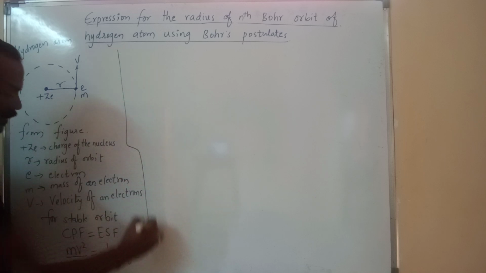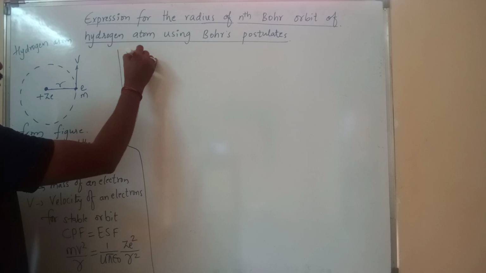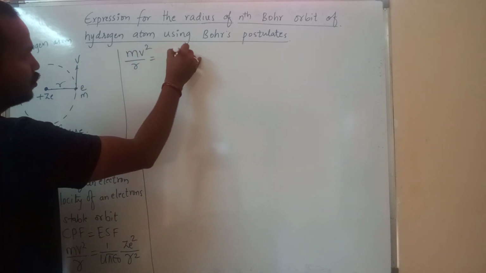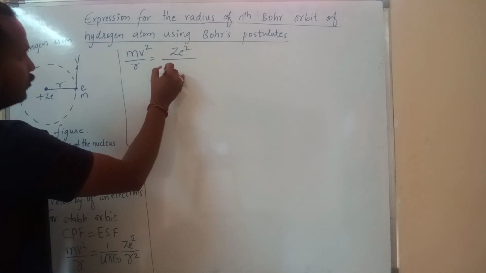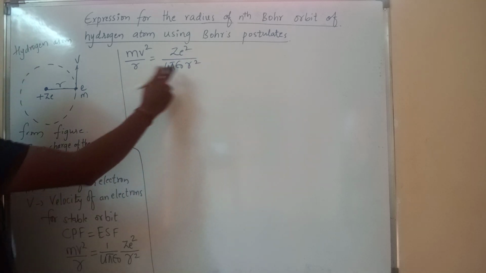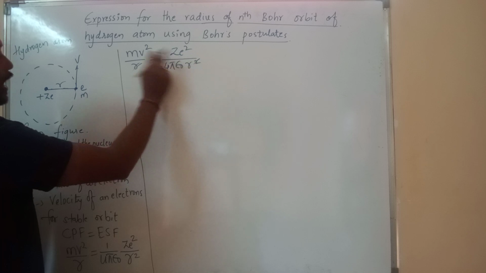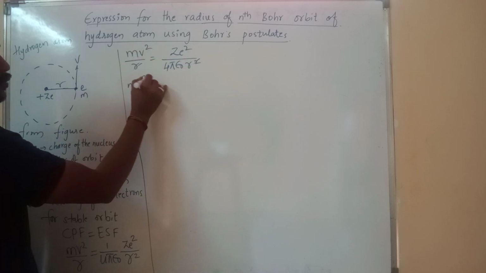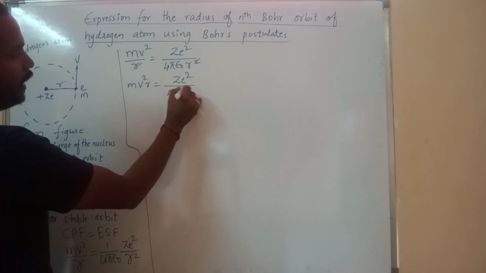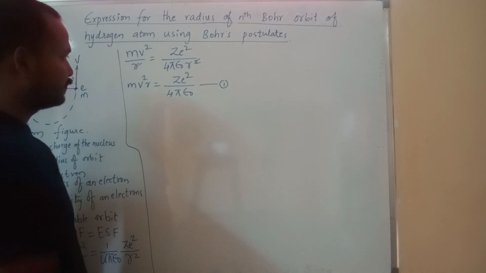Or I can simplify this further: mv square upon r is equal to Ze square upon 4 pi epsilon naught r square. Here r is there, here r is there, so one r will get cancelled, and one r remains. I will bring this r to the other side, therefore mv square r is equal to Ze square upon 4 pi epsilon naught. I'll call this equation number 1.